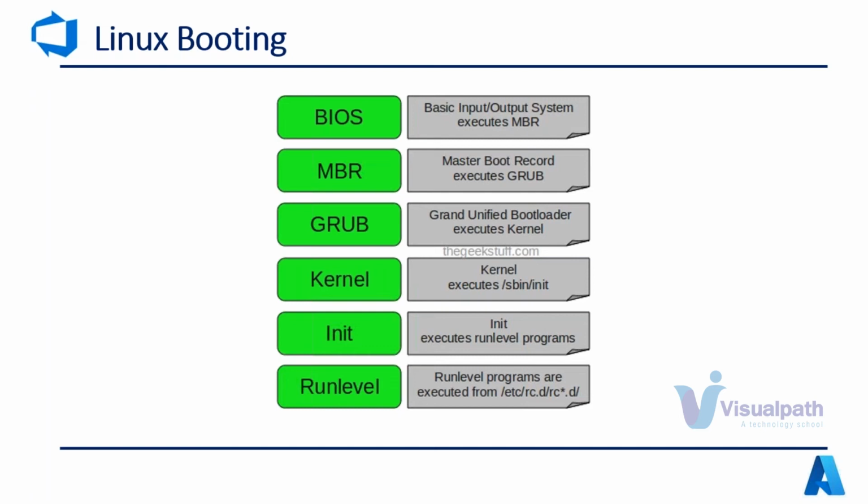So in Linux we have something called run levels. Like in Windows we have options like safe boot. If something goes wrong, we get into safe boot. So similarly in Linux we have run levels. So what are run levels? It is how you want the operating system to boot.